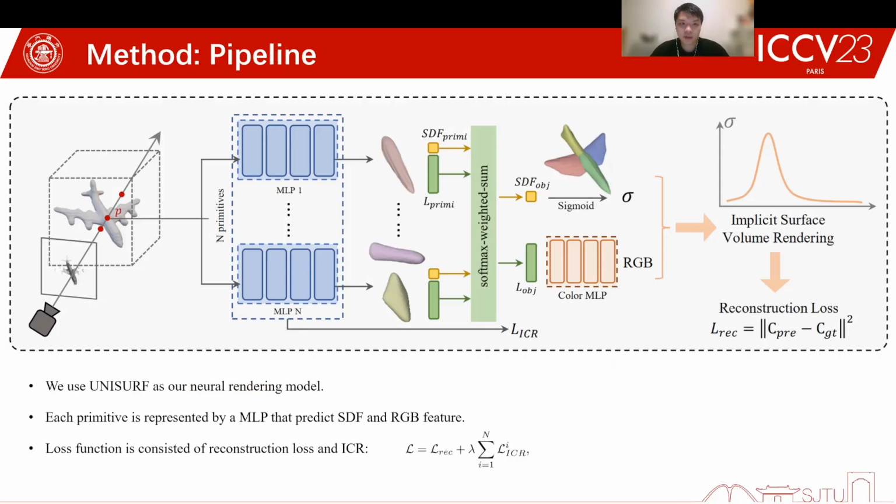Here, let's have a look at the whole pipeline. We use UniSurf as our neural rendering model. Each primitive is represented by an MLP that predicts SDF and RGB feature. The final loss function consists of reconstruction loss and ICR.